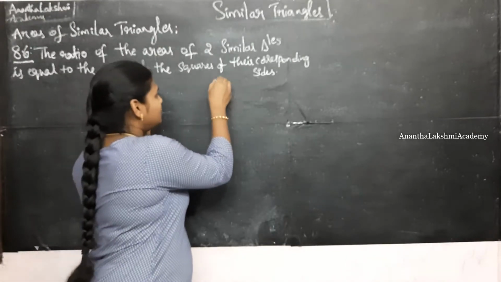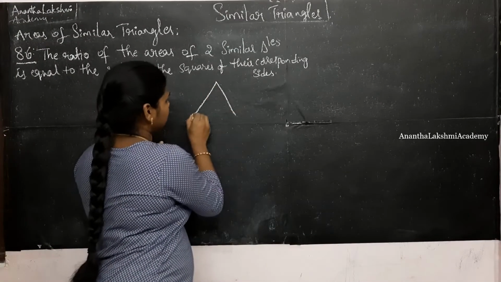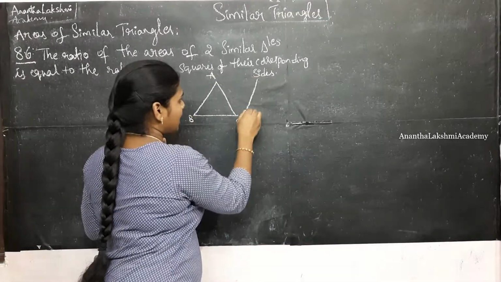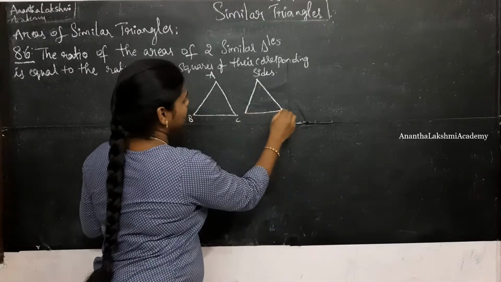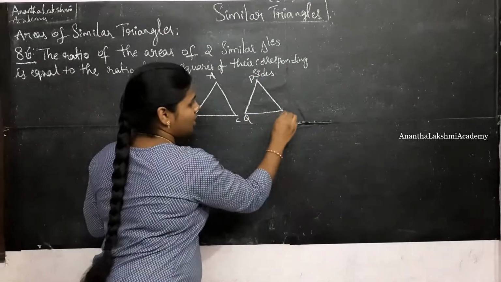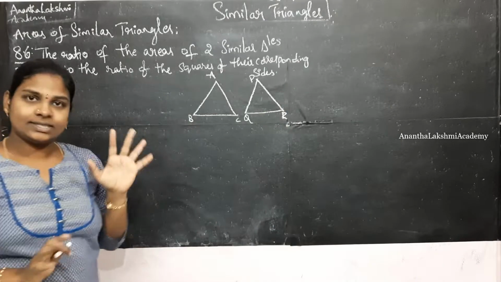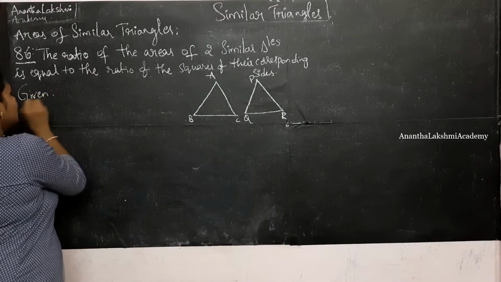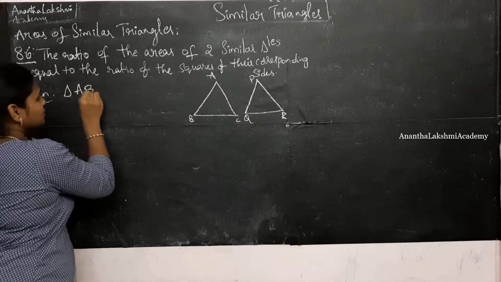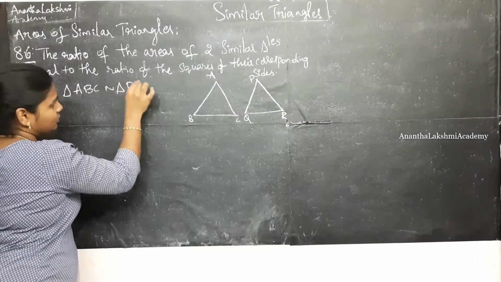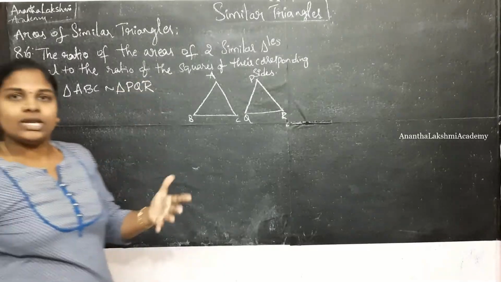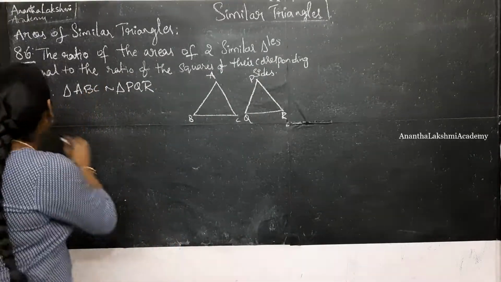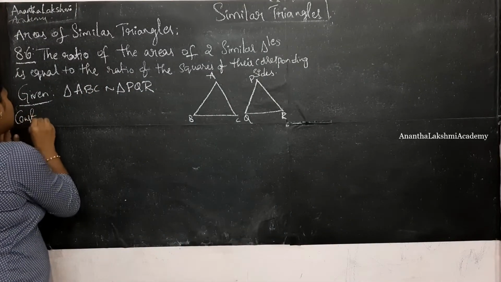Let me consider two triangles, ABC and PQR. What is given for us? Triangle ABC is similar to triangle PQR. Now, in order to prove this theorem, I am going to do some construction. The next section is the construction in the theorem.